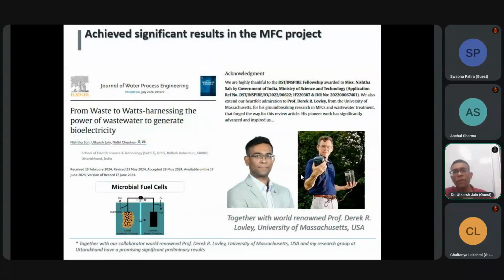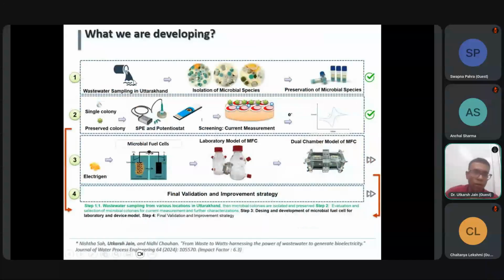One of the professors, from the University of Massachusetts, Dr. Derek, is working with us on these microbial fuel cell approaches, where we are preparing a library for electrochemical microbial fuel cells, where the bacteria can be utilized in the electrochemical cell, and the electrons are generated by the bacteria. So how do we do this?